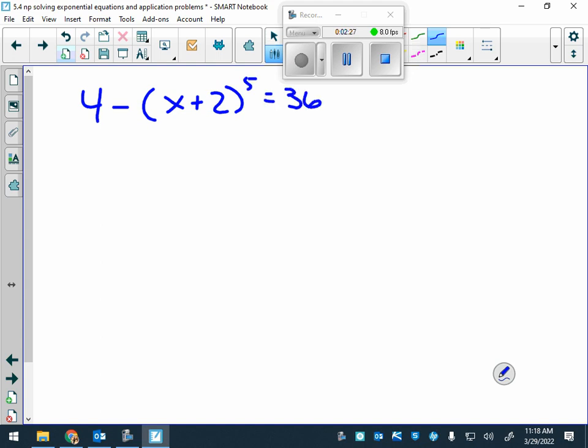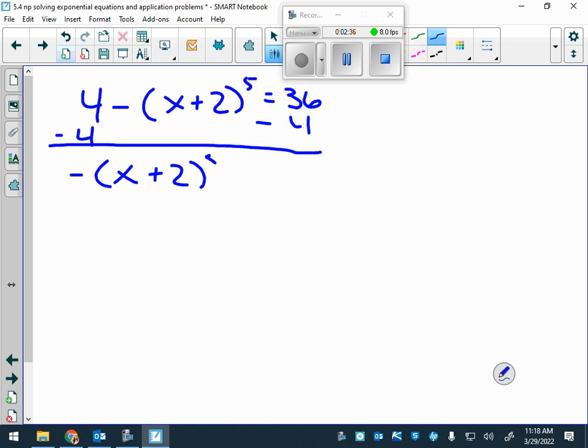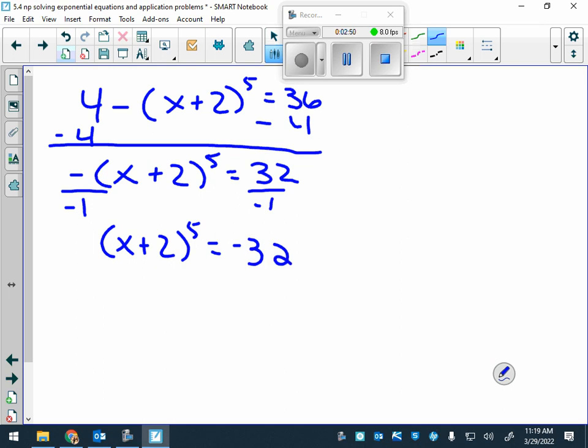You have to isolate your parentheses first. Subtract the 4. It was 32. You want to divide by that negative. Some of you just left it. Divide by that negative 1. Can you take an odd root of a negative number? Yes, you can. You could take an odd root of a negative number.